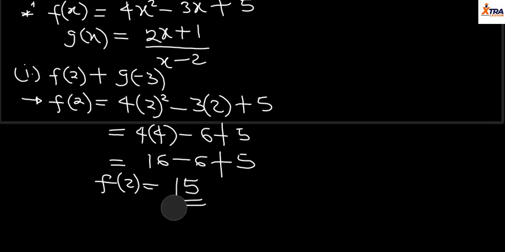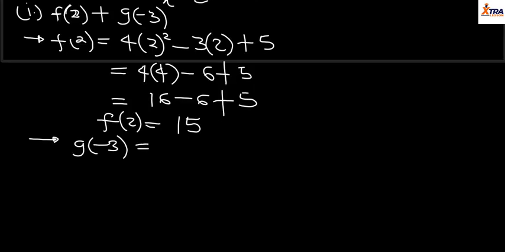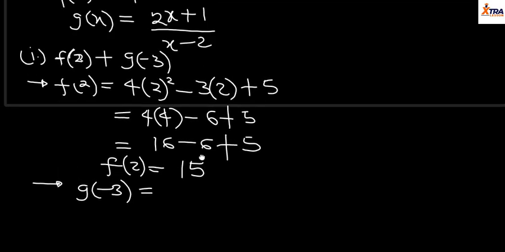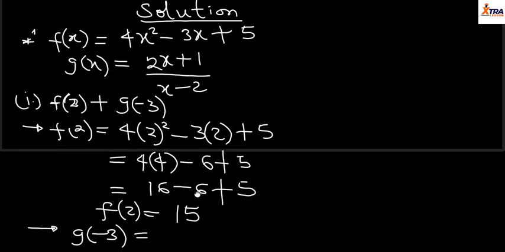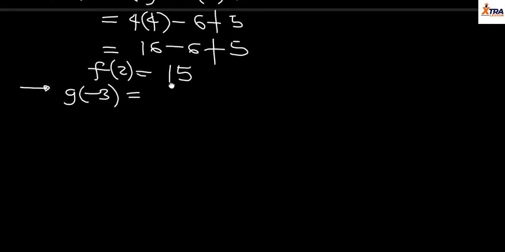But this is not our final answer. This is just a part of what we need. So we have gotten f of 2 here. Now we need to get g of minus 3. To get g of minus 3, we need to make use of the g function. So what does the g function say? The g function, g of x, is given as 2x plus 1 over x minus 2. So that is what we use now.